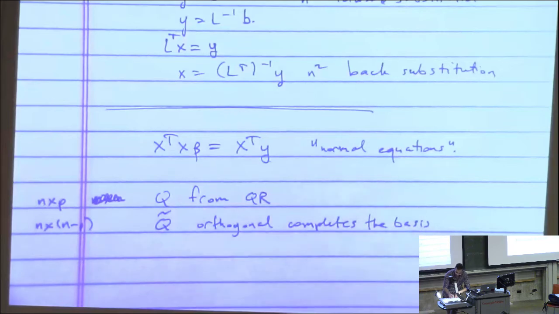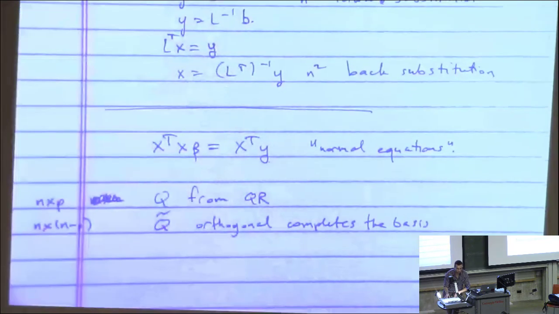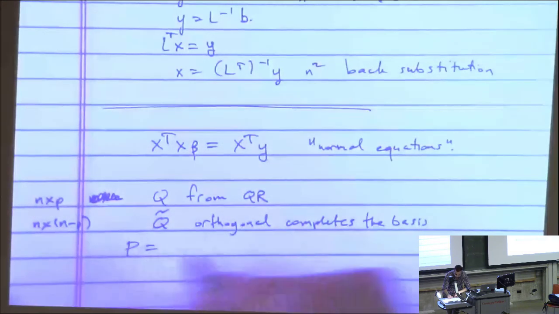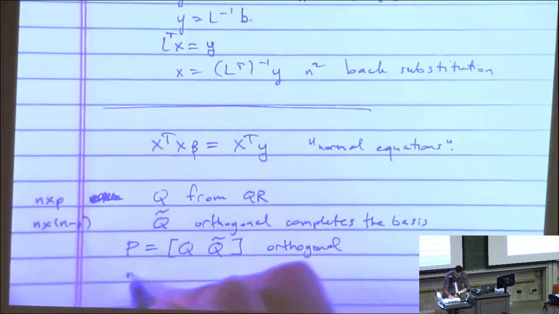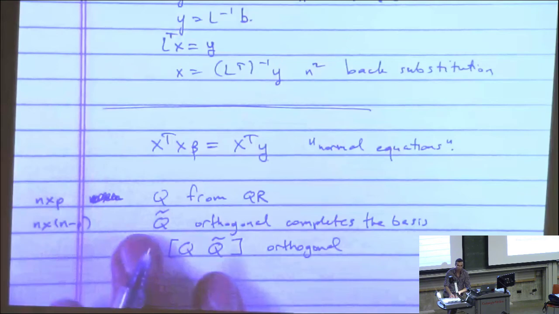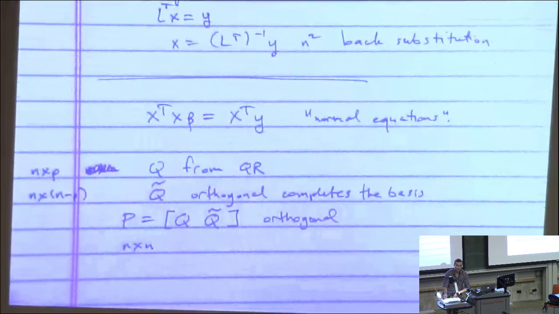Meaning that if I look at the columns of Q and the columns of Q tilde, that gives me a basis for all of R^n. Okay, and they're all orthogonal. So if I define this matrix P, which is Q and then Q tilde stacked in the columns, this is an orthogonal matrix, and it's n by n. Okay, so we don't actually need to compute such a Q tilde. We just need to use it to convince ourselves of a particular equality.